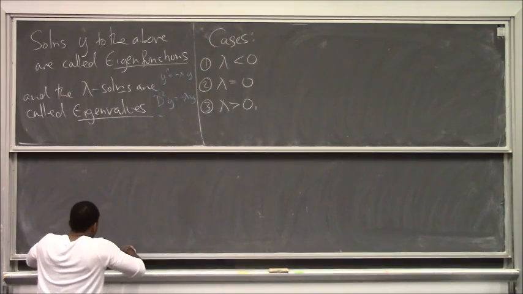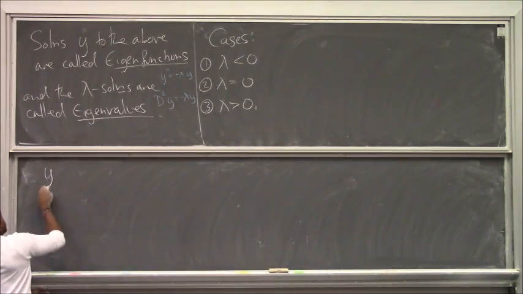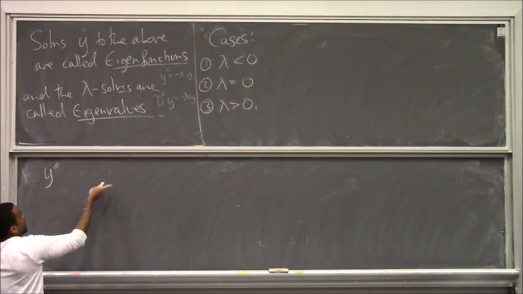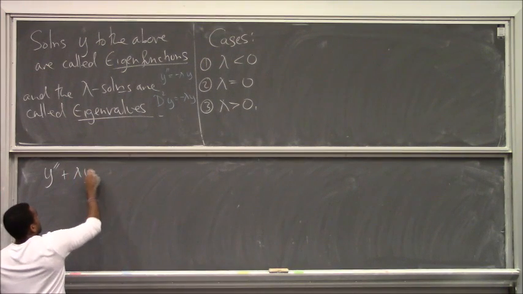Okay. So, let's go through these. So we have y double prime plus lambda y equals 0.